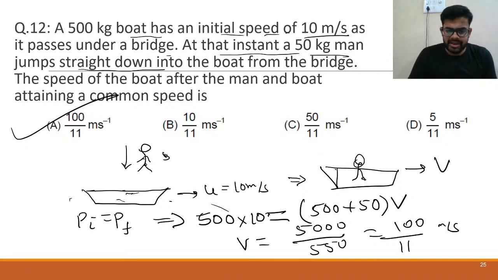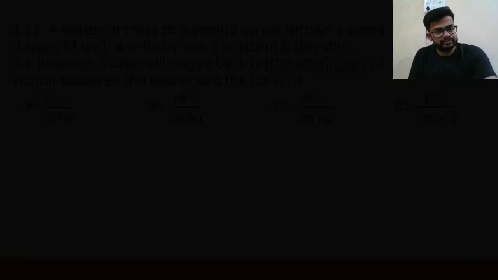Obviously this is an easy question, but still we should be a little aware of this: if someone is jumping from the top direction, then what will happen? Mass is increasing. So mass will increase, and obviously the velocity of the system will change. Okay. Next.